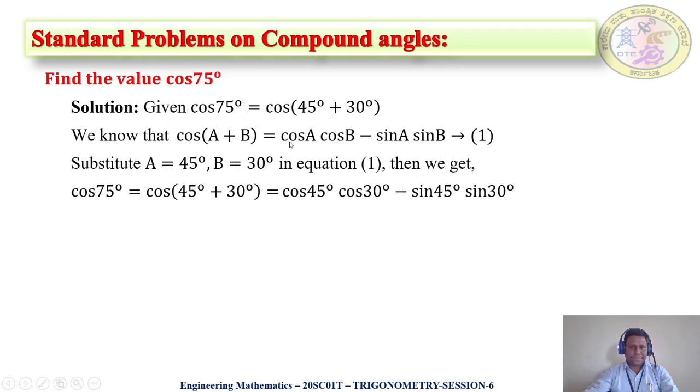Then equation 1 becomes cos 75 degree is equal to cos of 45 degree plus 30 degree.